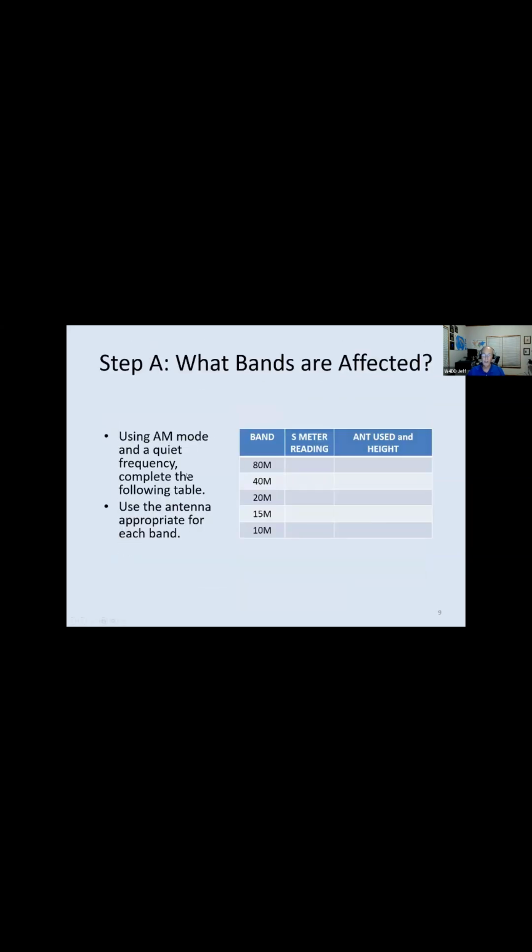So one of the questions I always ask when people ask me about noise is, what bands are affected? So I say, fill out this table, 80 through 10 meters. What does the noise look like as far as S meter reading? And also, what antenna are you using? That kind of gives us an idea. Is this noise rolling off on the higher frequencies, or is it just as strong on 10 meters as it is on 80 meters? So it's kind of characterizing the noise. That's one of the things I use to try and get an idea of what the potential sources might be. You try and learn as much as you can about the noise characteristics.